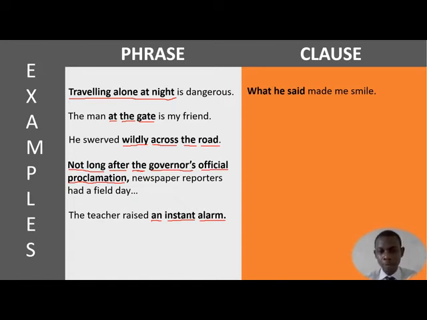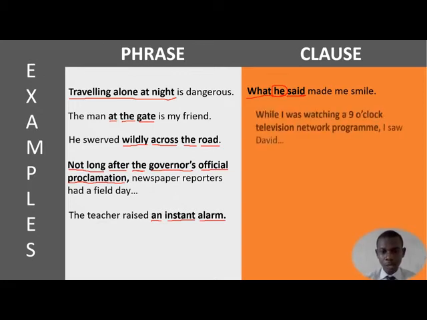Here we have what as a pronoun, he also as a pronoun, and said as a verb. Does the verb here have a subject? Yes. He said. He is the subject of said. So that makes it a finite verb. And a group of words with a finite verb is a clause. So what he said is a clause.